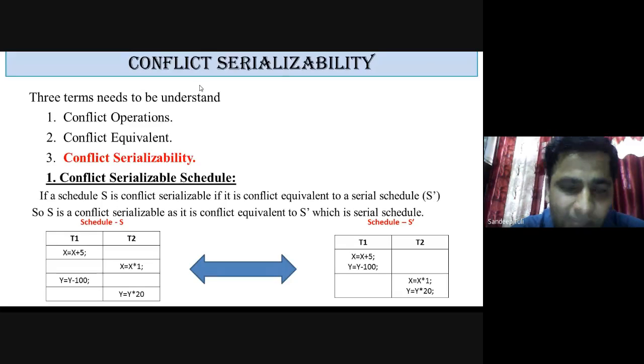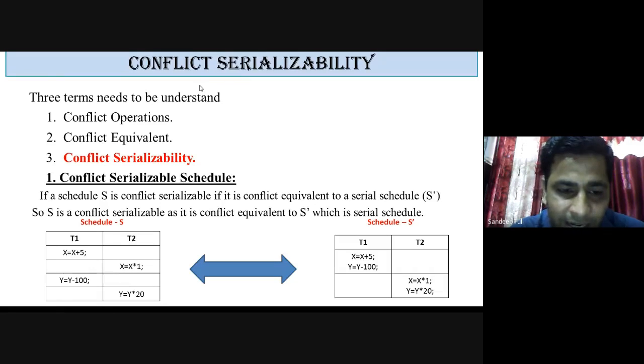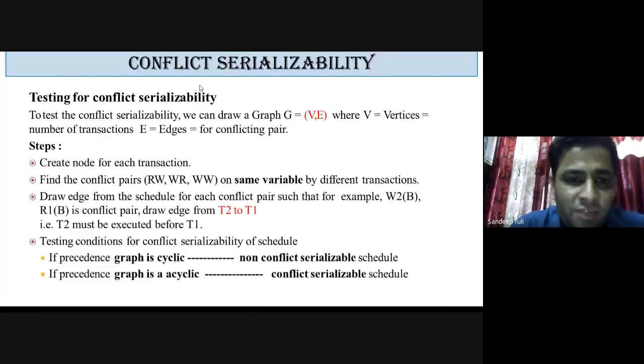I have put one more, different example at the bottom of this slide. This is for you; you need to do it on your own. That schedule S is a non-serial schedule. You need to identify the conflicting operations and then find the corresponding schedule S dash. This is your homework actually. You need to find out whether S is conflict serializable or not.